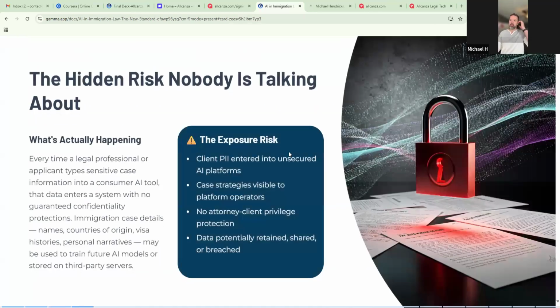So the hidden risk, that's what we're going to talk about: safety and effectiveness. What's actually happening, right? Every time a legal professional or applicant puts case-sensitive information into a consumer AI tool, that data enters a system with no guarantee of confidentiality or protection.